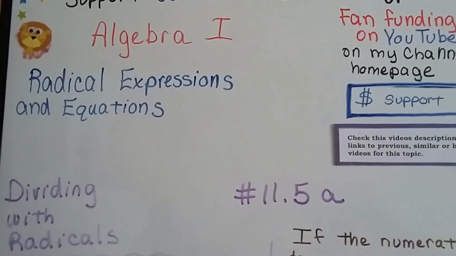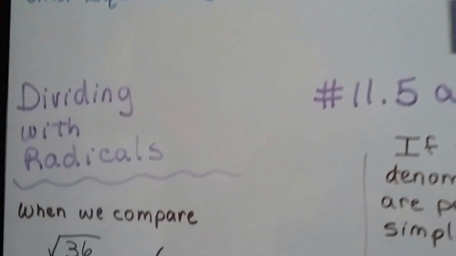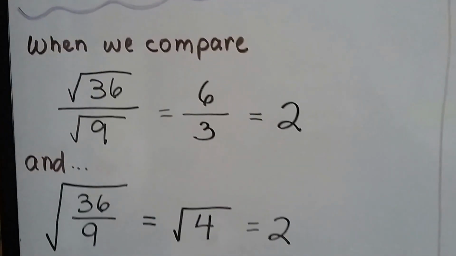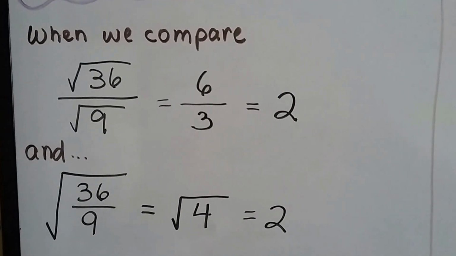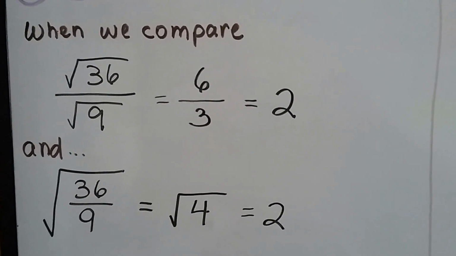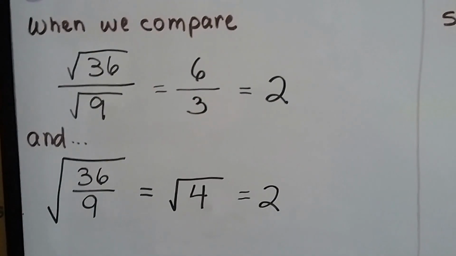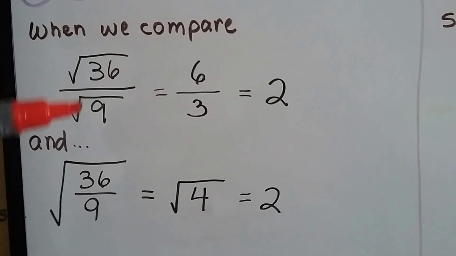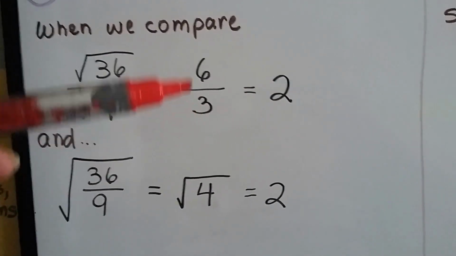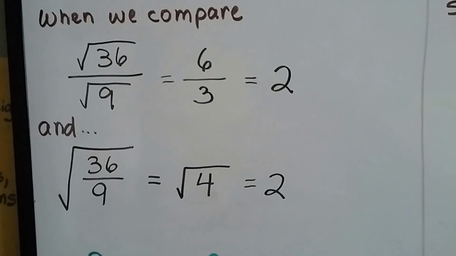Algebra I 11.5a, Dividing with Radicals. When we compare these two, the square root of 36 over the square root of 9 and the square root of 36 over 9, the square root of 36 is a 6 and the square root of a 9 is a 3. We've got 6 over 3, that equals 2.